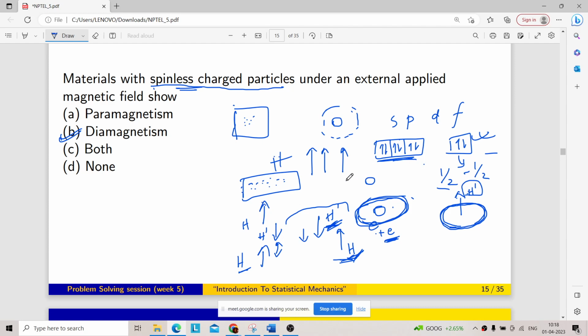If some unpaired electrons are there, then they will align themselves in the applied magnetic field. So in that case, some paramagnetism will be induced. That means the atoms will align along the direction of the applied magnetic field. So if this is small, then we will call it paramagnetism. As we don't have any free electrons, in this case our answer is diamagnetism. Right.